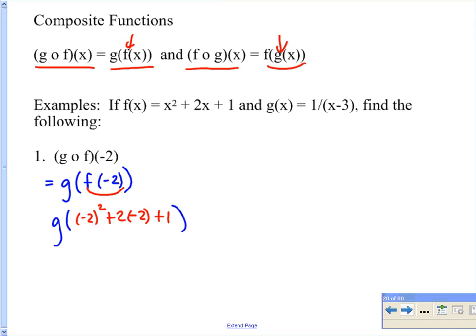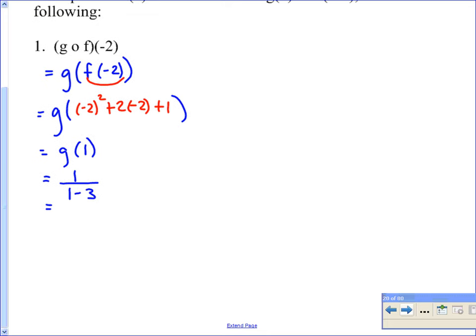Okay, and now I need to simplify that. And when I simplify that, I get g of 1. Okay, all that inside simplifies to g of 1. And of course, we know how to find g of 1. I just go to g. Everywhere I have an x, I'm going to input a 1. Okay, and then I simplify that, and I get negative 1/2. Okay, and that's how it simplifies. All right, so that's g of f.